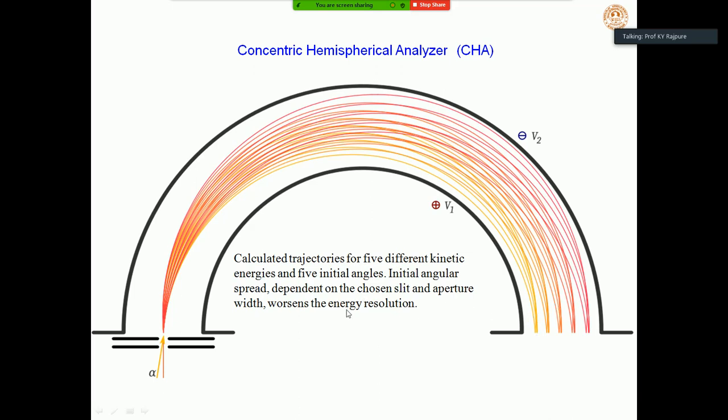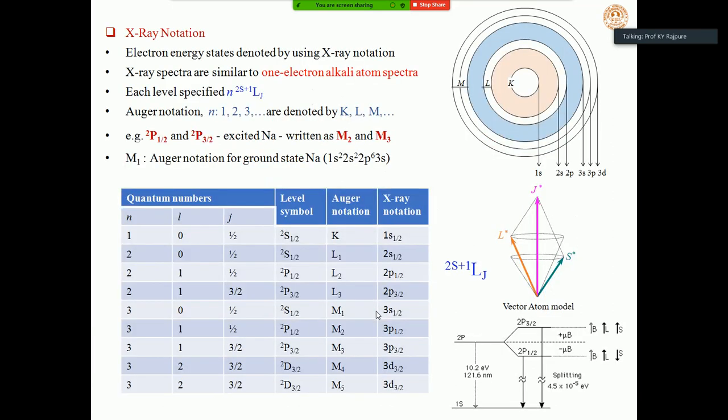This is the simple example of a 5-channel analyzer. You can have a 100,000 channel analyzer. So the concentric hemispherical analyzer also is frequently used in XPS. Before proceeding further, let us visit a few concepts of atomic spectroscopy.